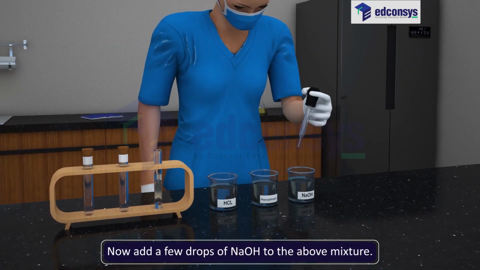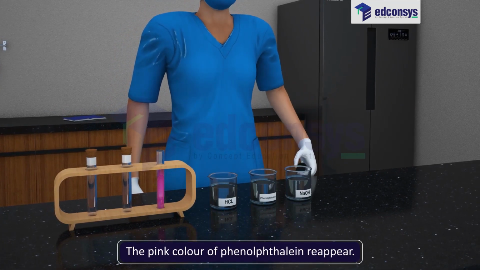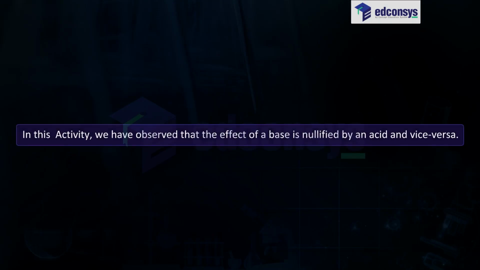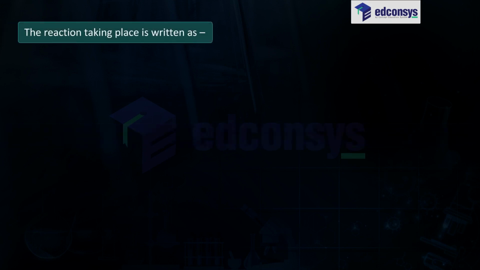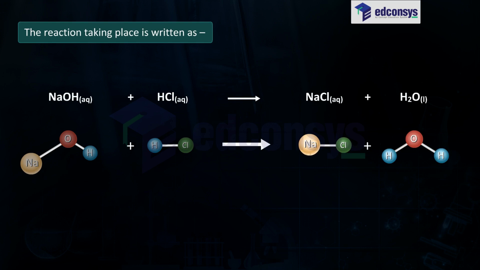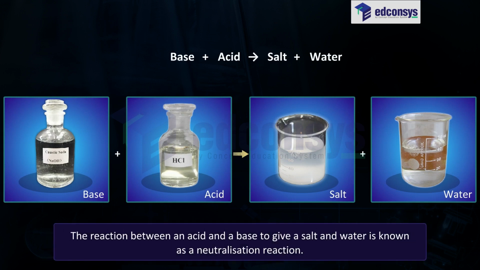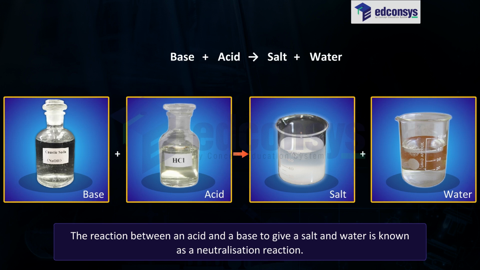Now add a few drops of NaOH to the above mixture. The pink color of phenolphthalein reappears. In this activity, we have observed that the effect of a base is nullified by an acid and vice versa. The reaction taking place is written as NaOH(aq) + HCl(aq) gives NaCl(aq) + H2O(l), which is base plus acid gives salt plus water. The reaction between an acid and a base to give a salt and water is known as a neutralization reaction.